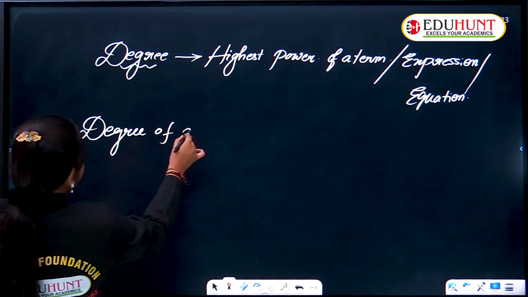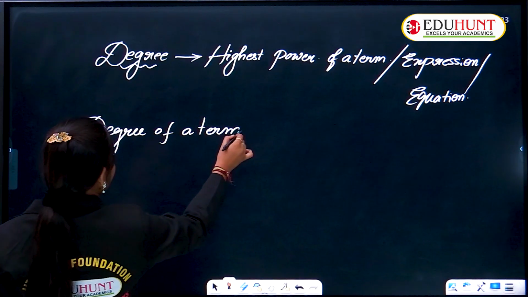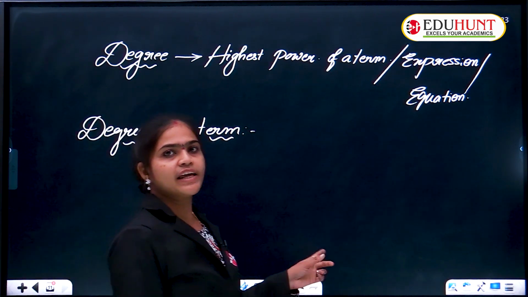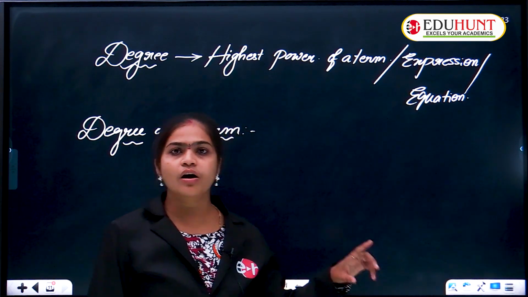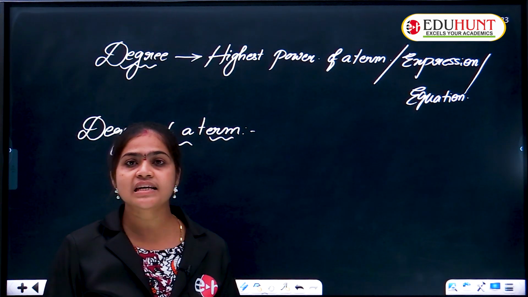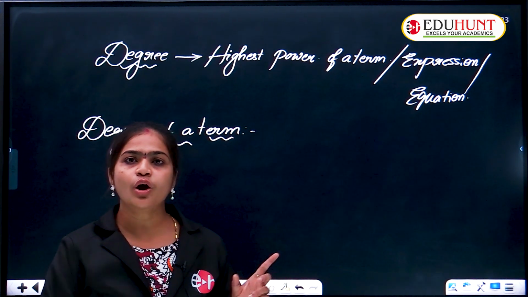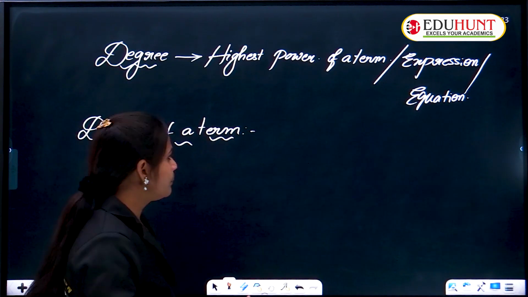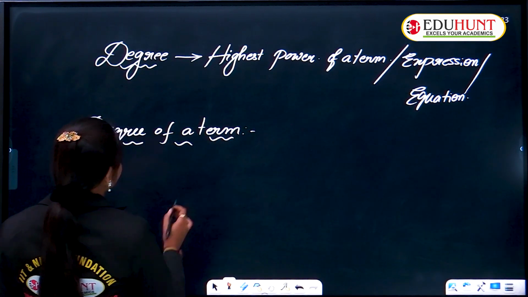First one is the degree of a term. What is a term? We already learnt in the previous video: a single variable, or a single constant, or a combination of a variable and a constant using either multiplication or division, then we say those are terms. Understood?